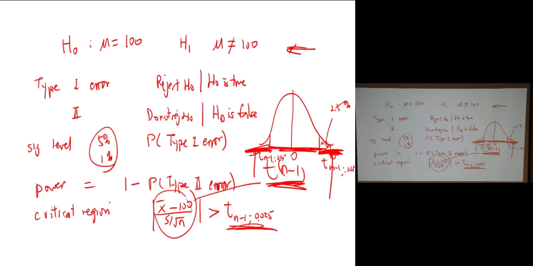So maybe the actual mu is not 100, but a number less than 100. All right, so this is called a critical region, which is defined by these critical values. So the decision is based on a test statistic and the critical value. We compare the test statistic with the critical value and then make the decision.